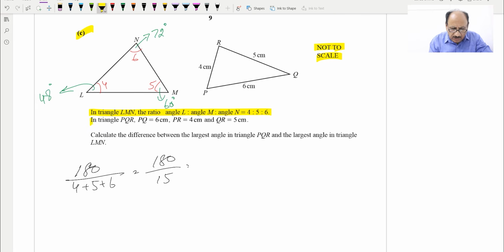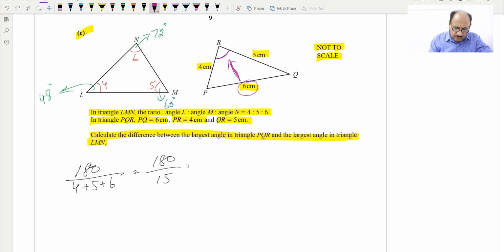Then in triangle PQR, PQ is 6 centimeters, PR is 4 centimeters, and QR is 5 centimeters. Calculate the difference between the largest angle in triangle PQR and the largest angle in triangle LMN. The largest angle in triangle PQR is this one. Why is it the largest angle? Because it is opposite to the largest side. So opposite to the largest side will be the largest angle, and we can find that angle.